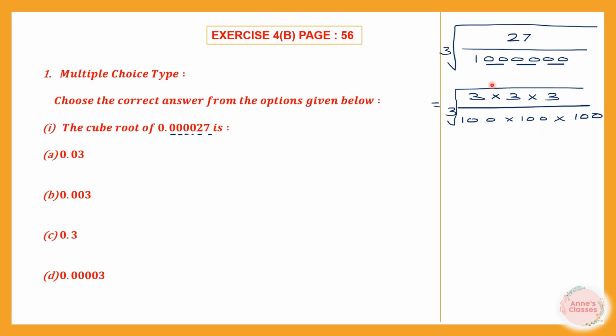Now from this triplet, take out one number. So the one number is 3. From the denominator triplet, take out one number, that is 100. So now we have 3 by 100. Our answers are all in decimal form. So we have to convert this to a decimal number with a decimal point.